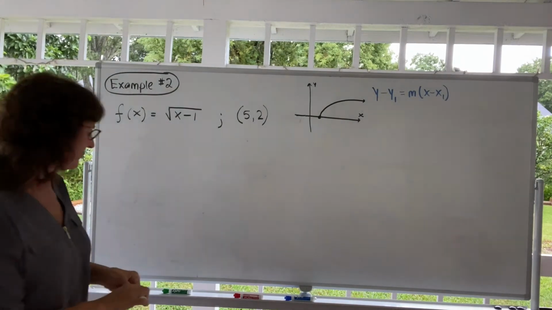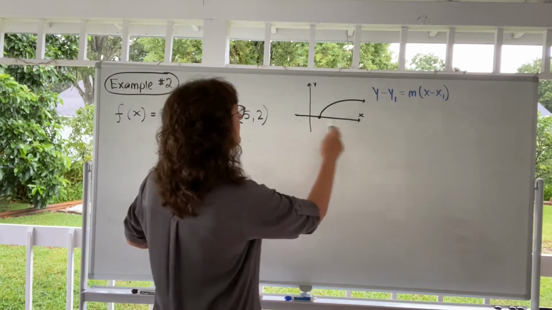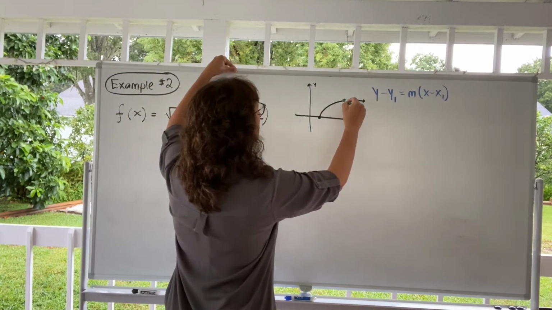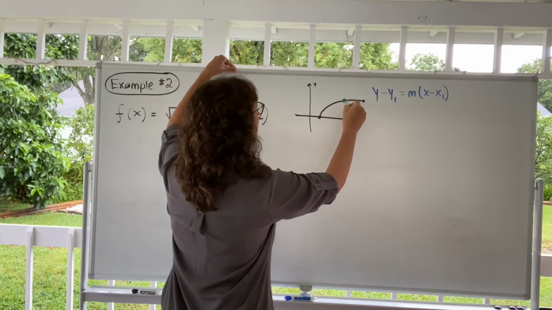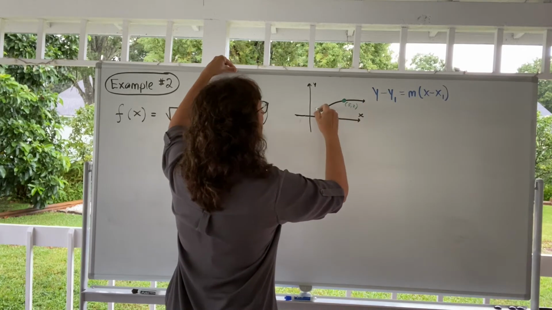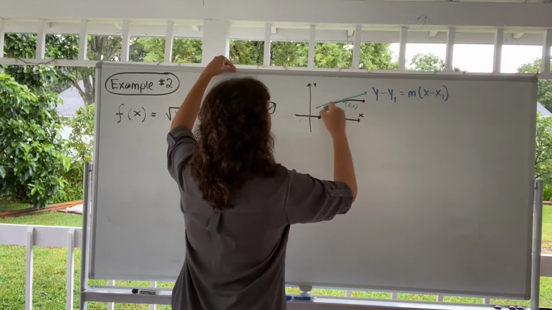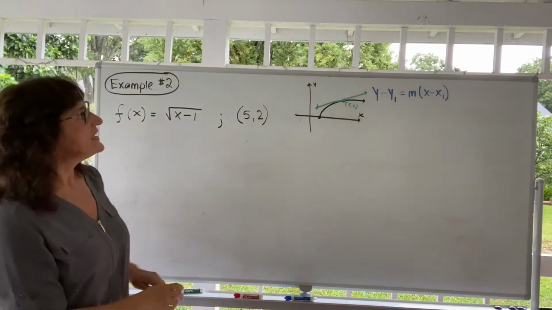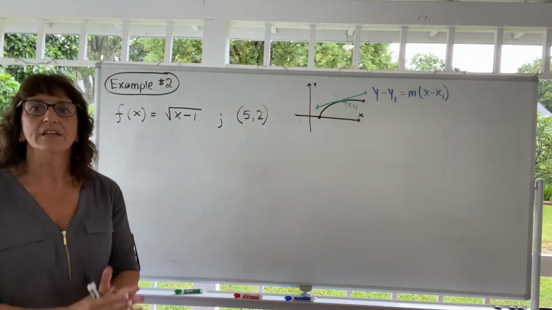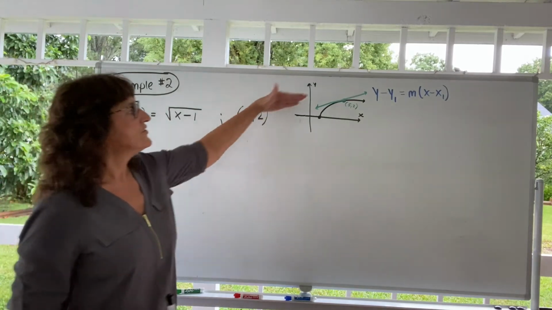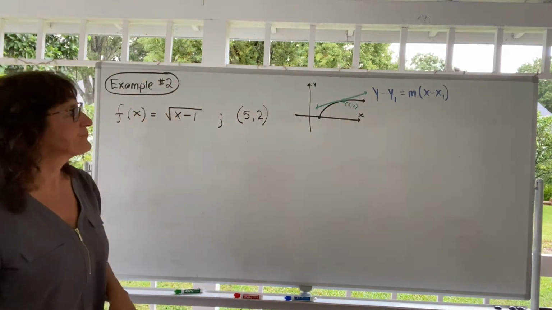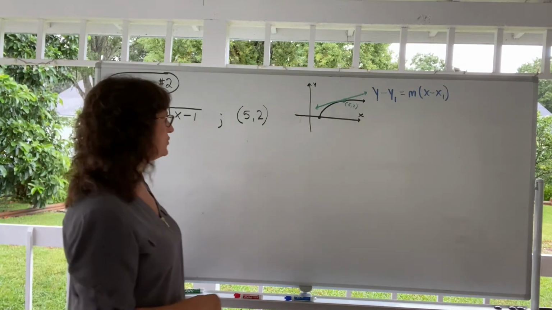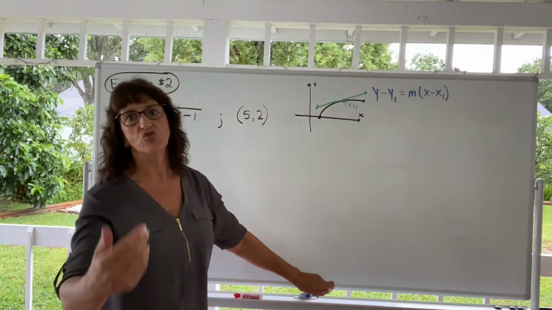We want to go to the point 5, 2. We want to go over 5 and up 2. So here's the point 5, 2. That's our point. Draw the tangent line to this curve. So here's the tangent line to this curve. We want the equation of this tangent line. We're looking to write the equation of the tangent line at the given point. So what do we need to do? We need to know what the point is, and we need the slope.